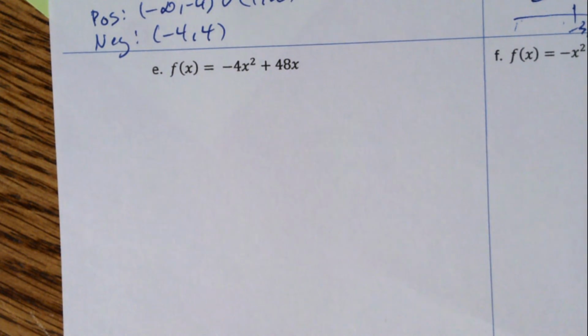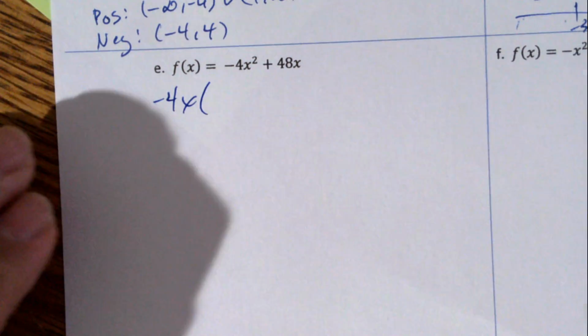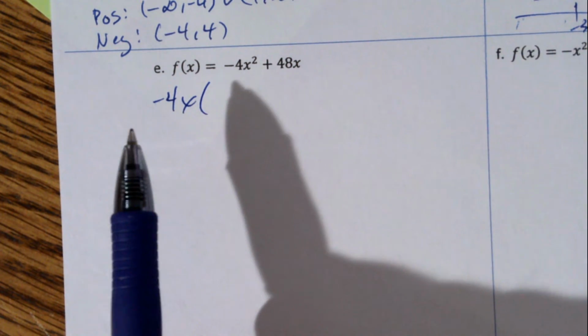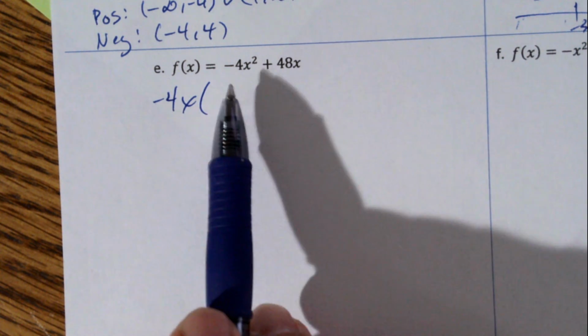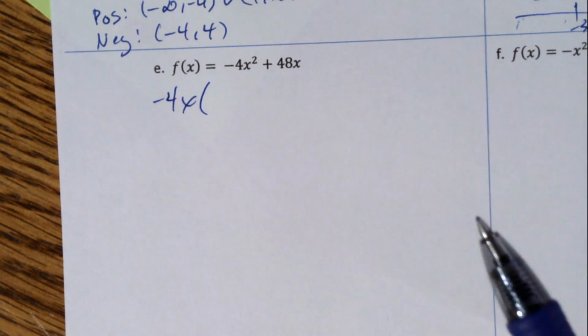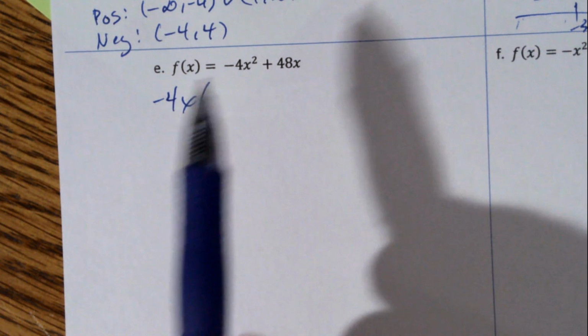Here, there's a common factor. So I'm going to take out a common factor, so it's negative 4x is my common factor. Okay, so you might think, well, negative is not a common factor, right? Only one of them is negative. Generally speaking, when the leading coefficient is negative, I always take a negative out. I don't care if all of them are negative or not. If the front number is negative, I take a negative out.